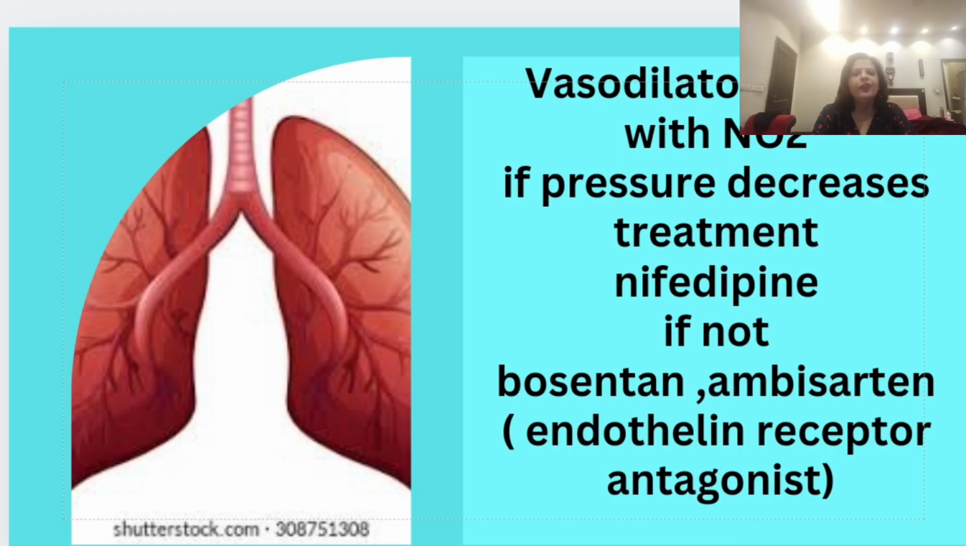Now, how do we treat pulmonary hypertension? Usually we do vasodilator testing. We ask the patient to inhale NO, nitric oxide, and if the pulmonary arterial pressure decreases in response to NO, then the treatment of choice for pulmonary hypertension is a calcium channel blocker, that is nifedipine.